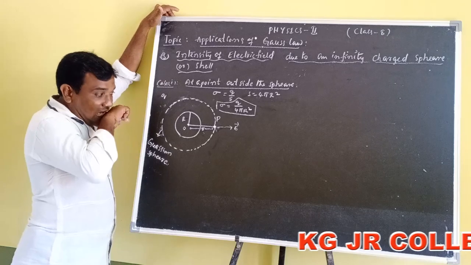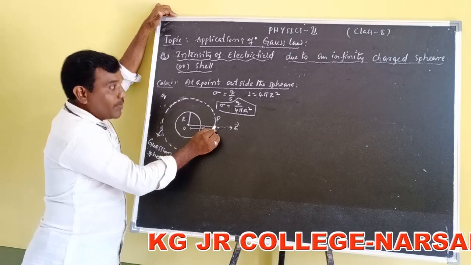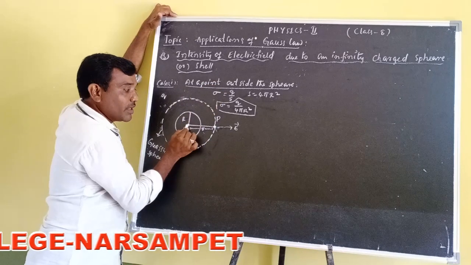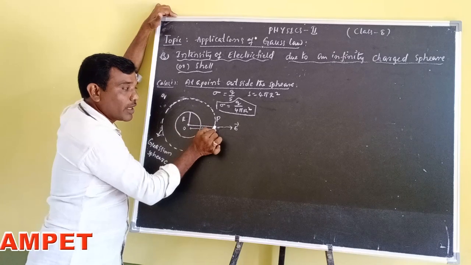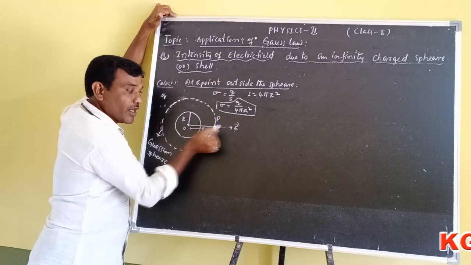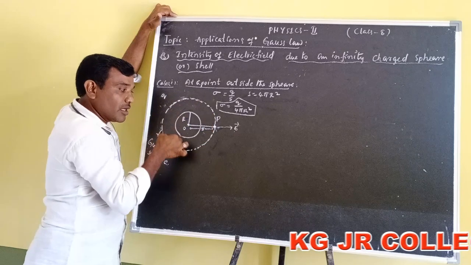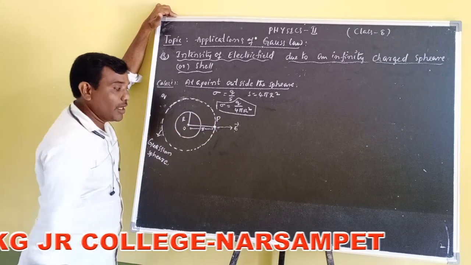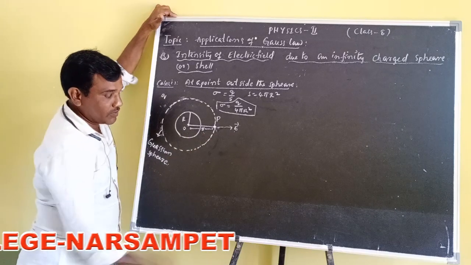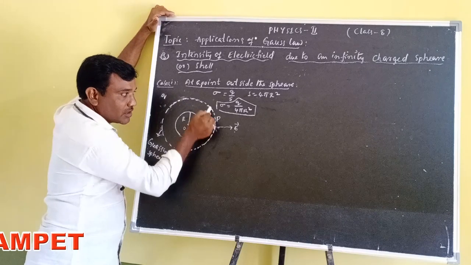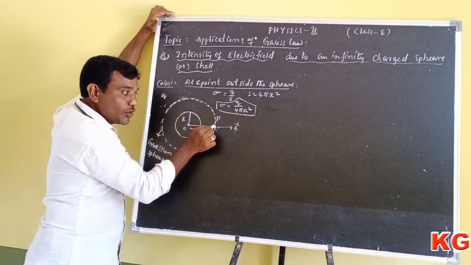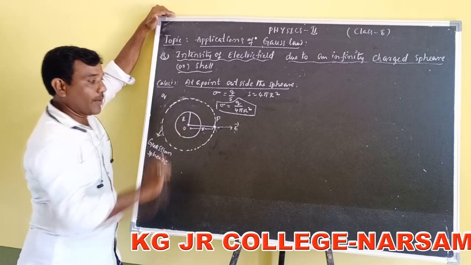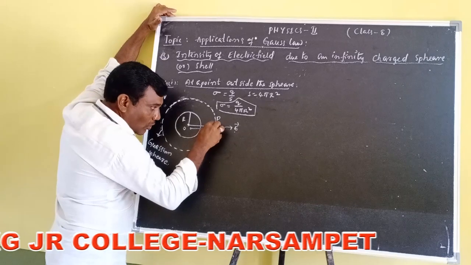Now we consider a point P at a distance from O. For determination of E, we construct a Gaussian sphere around the sphere and passing through the point P. The radius of the Gaussian sphere is R.